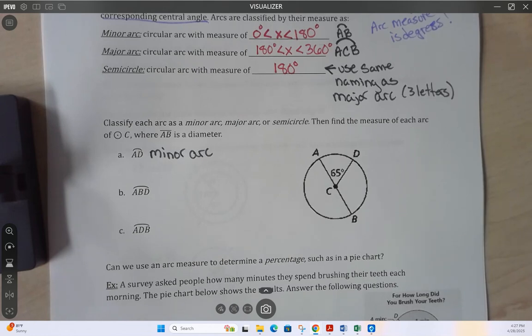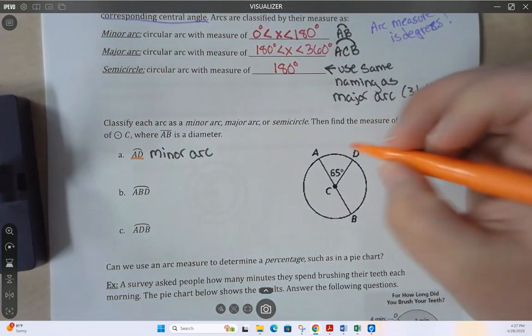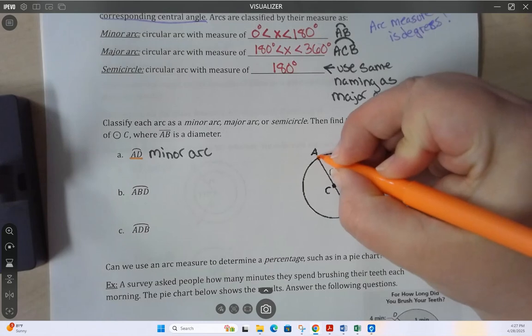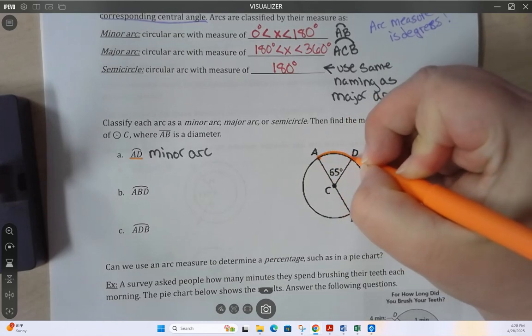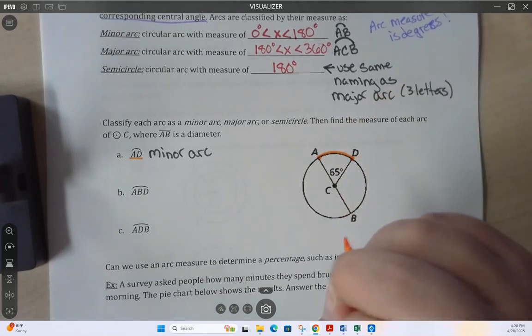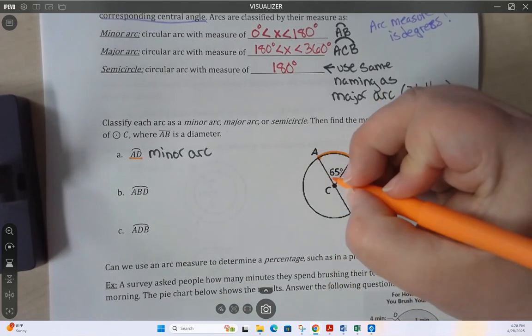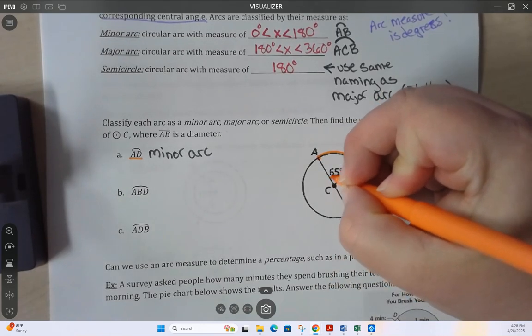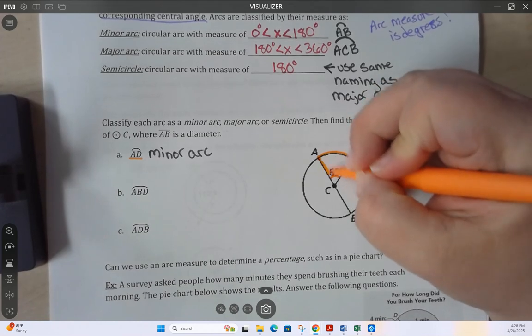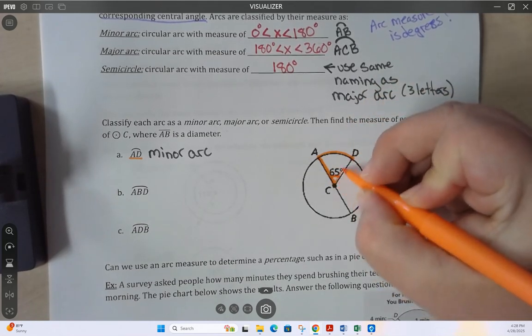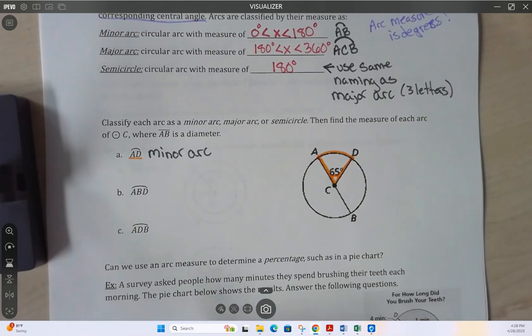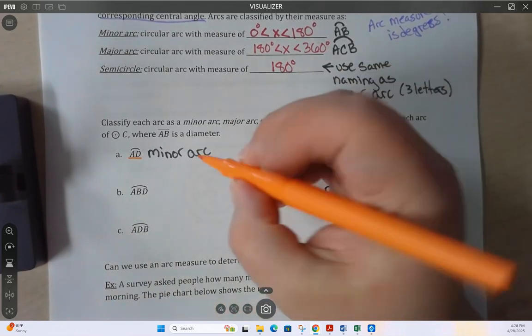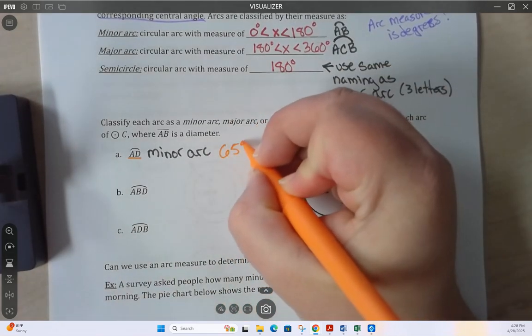Okay. So minor arc from A to D, that means I'm starting at point A and I'm taking the shortest path possible to point D. And again, arc measures are the angle of that corresponding central angle. So in this case, if I look at it as like a slice of the pie, this is 65 degrees.